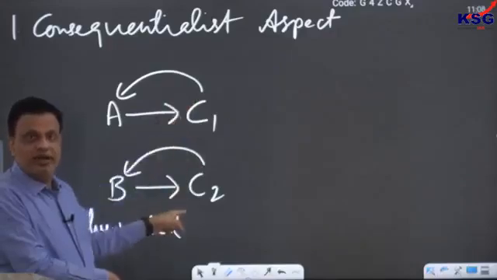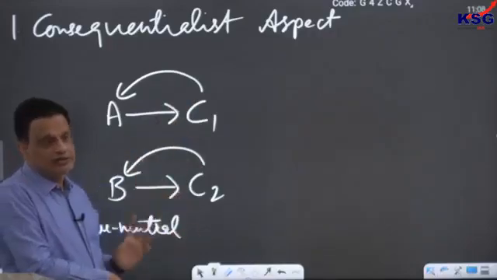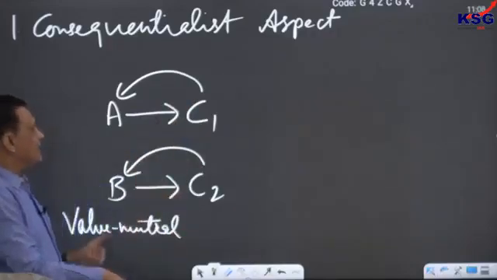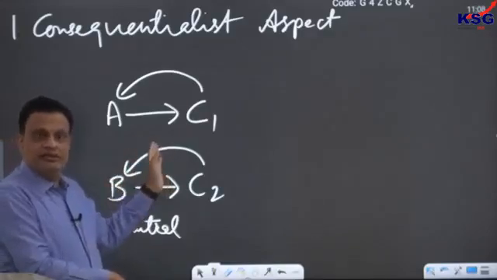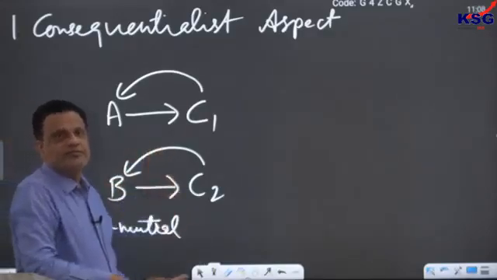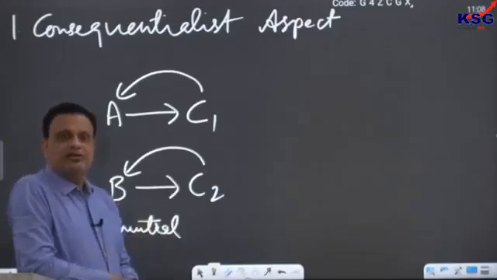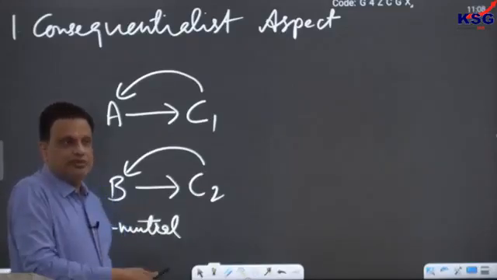Consequence is the source of value, consequence is the domain of value, consequence is the criterion to determine values. Actions do not have value; value exists in the domain of consequence. That is the basic idea that Bentham's consequentialism talks about.